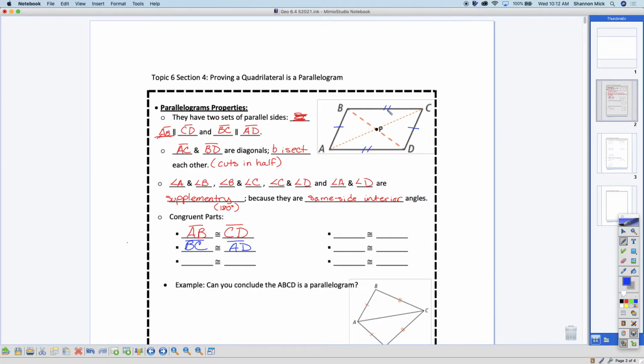Can you do the angles? Angle A, angle C, then angle B, angle D. Angle A is congruent to what? C. So angle A is congruent to angle C. And these are opposite angles, aren't they? Yeah. Okay, so you might want to put that on there.